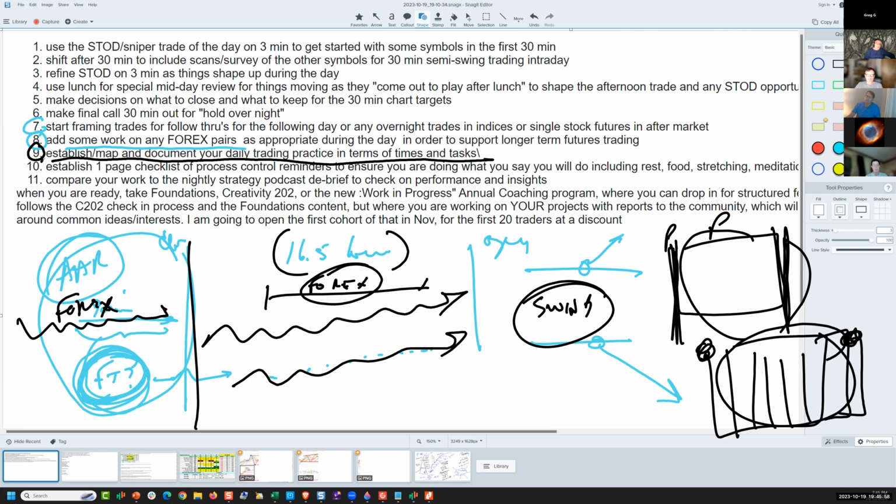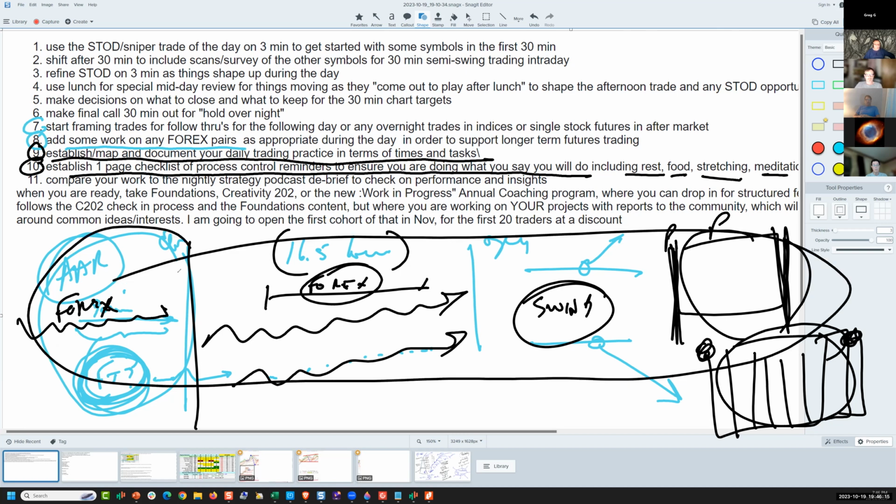Then I told Sandeep, establish a 1-page checklist of process control reminders for you to ensure that you're doing what you say you will do, including rest, food, stretching, meditation, so that you can sustain yourself while you're doing all of this work that is directly connected to trading. You've got to have other human support processes that allow you to endure this trading plan that you're putting together.